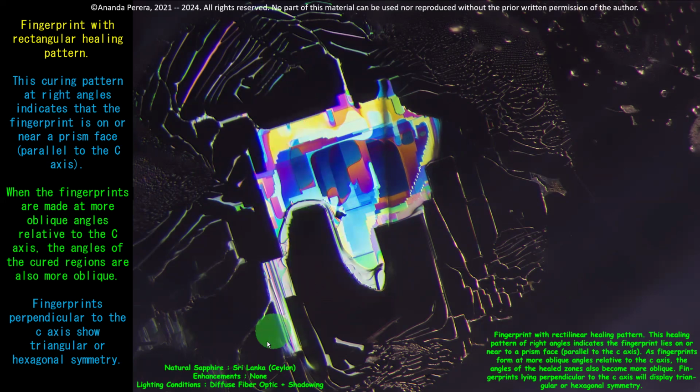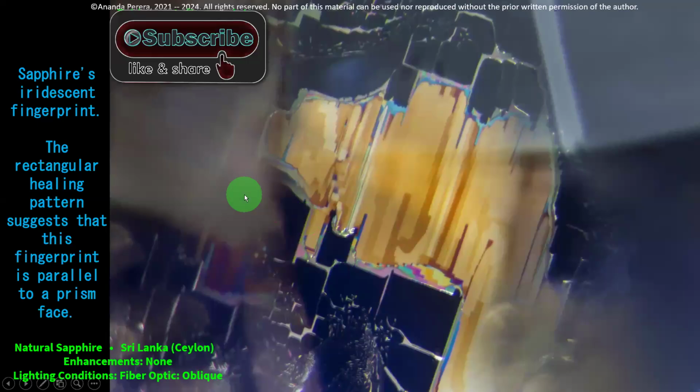The lighting condition here is diffuse fiber optic plus shadowing. We are moving to the next. Look at this. You can see the rectangular healing pattern. So this is the C-axis, and the pattern is parallel to the C-axis.